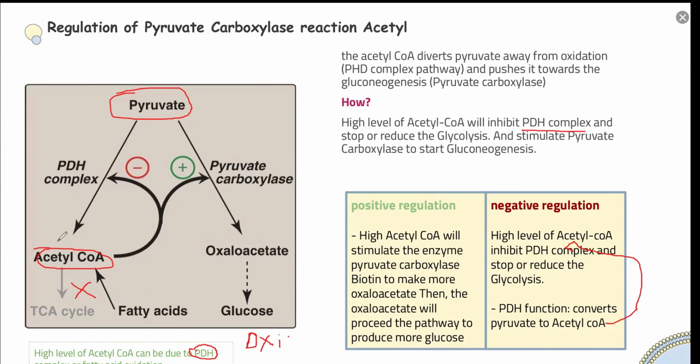And then at the same time, this high level of acetyl-CoA will also activate pyruvate carboxylase, and then pyruvate will be converted to oxaloacetate, and then gluconeogenesis will be activated. So the gluconeogenic pathway will be activated in the presence of a high concentration of acetyl-CoA.